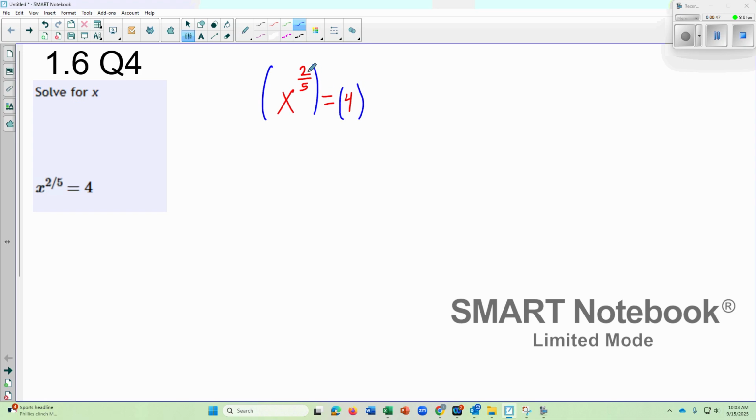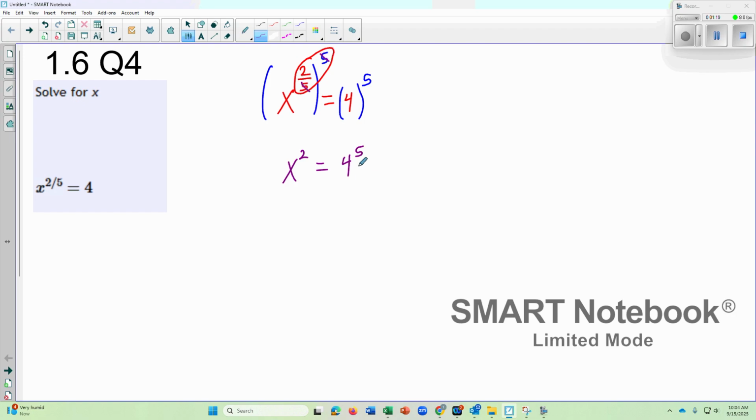So what I could do is raise both sides to the power of 5, right? When you have a power to a power, you multiply. So when you multiply 2/5 times 5, the 5s cancel out, because you're multiplying 2 by 5 and dividing by 5. So we end up with x squared is equal to 4 to the power of 5, which is probably a pretty big number.